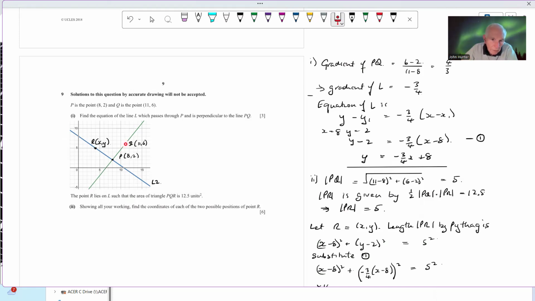Well, we can work out the length of this. Basically, we're using Pythagoras, PQ there, on these points, and that's going to give us a length of 5. So this length PQ here is 5. We wouldn't denote the length in these absolute value delimiters. So that's what we mean by that. The length of PQ is equal to 5.